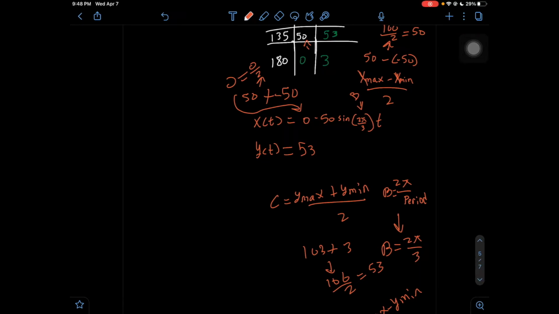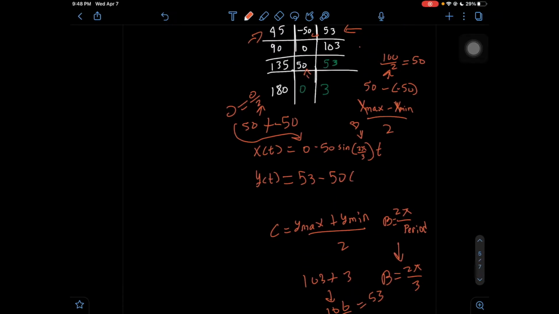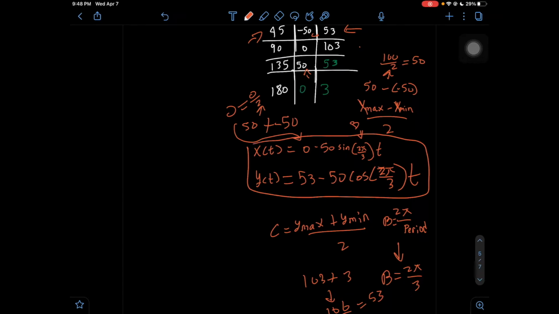We said it's a negative cosine because it starts at the min, goes to the origin, and then goes to the max. So we have minus 50. We said we got 50. Cosine, same period, 2 pi over 3 times t. And that's basically it. This is the final answer to this last question.